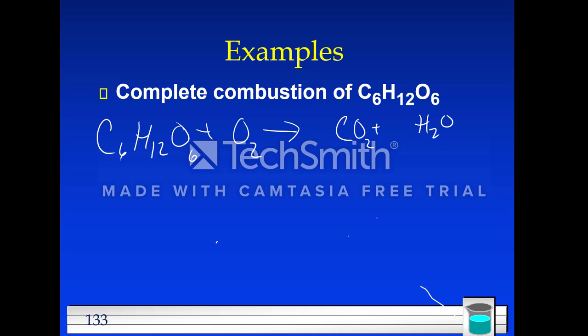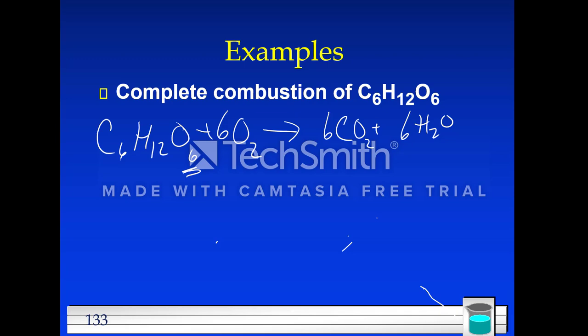Okay, to balance it, 6 carbons, so I put a 6 in front of CO2. 12 hydrogens, so I put a 6 in front of water. That gives me 12 and 6 more, 18 oxygens on my product side. So you're tempted to put a 9 in front of O2, but don't do that. Because don't forget this 6 right here. So I need 18 on my reactant side, and 6 of them are already spoken for. So from the O2, I need 12 more. So this needs to be a 6. See how that makes it 18?